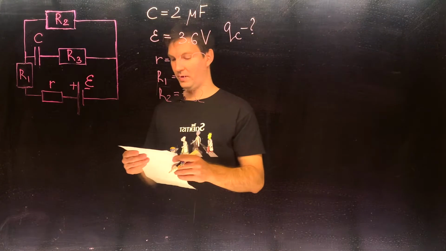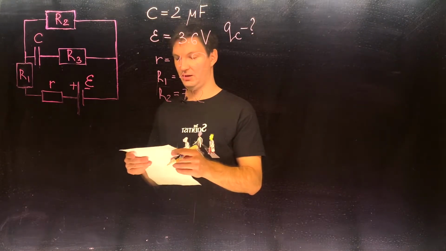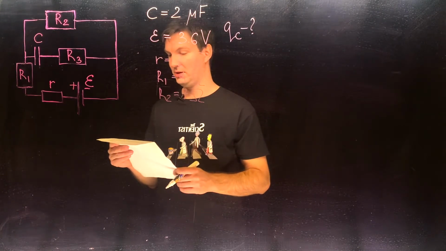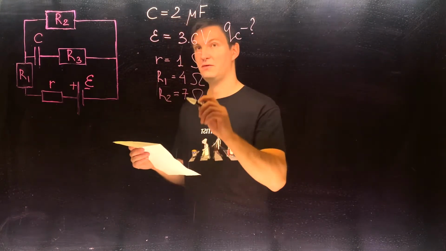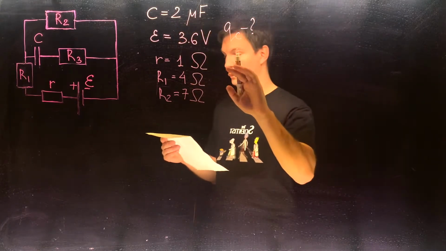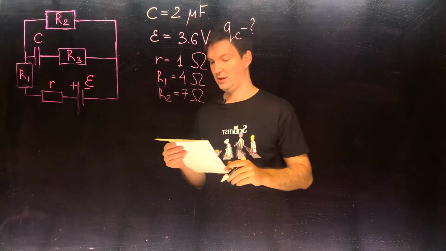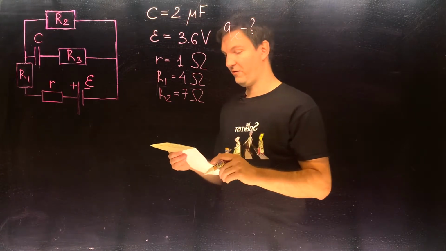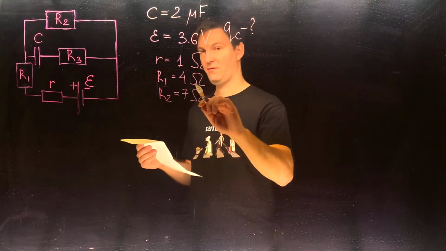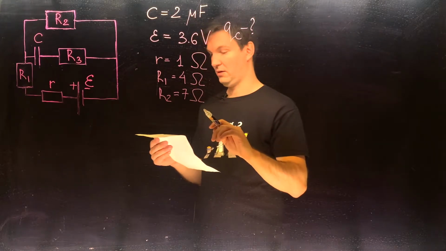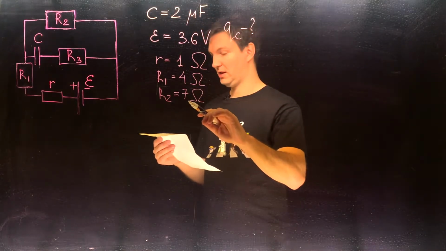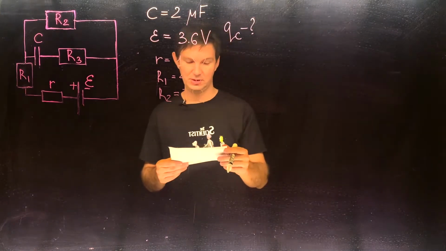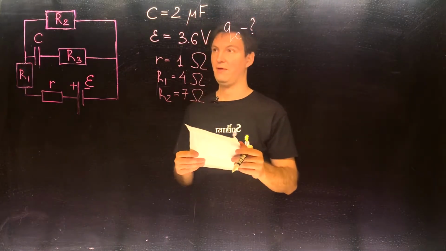A capacitor with capacitance C of 2 microfarads is connected to a battery whose EMF is 3.6 volts and internal resistance is 1 ohm. The resistance of the first resistor is 4 ohms and of the second resistor is 7 ohms. And the question is, what charge does the left capacitor plate have?